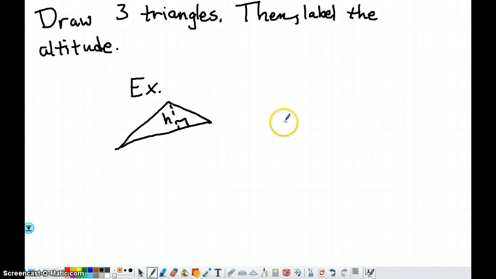Either way is fine. But what if I drew a right triangle? Then the line would be which side? If I make this one the H, this one has to be the base. Could I make it that this one would be the H down here, and this one would be the base? Yes, as long as it's going from the 90-degree angle. So we're just using H as our altitude notation. So I'd like you to try to draw three of your own.